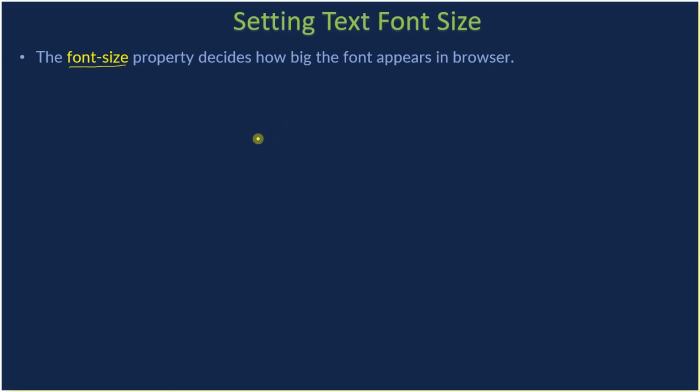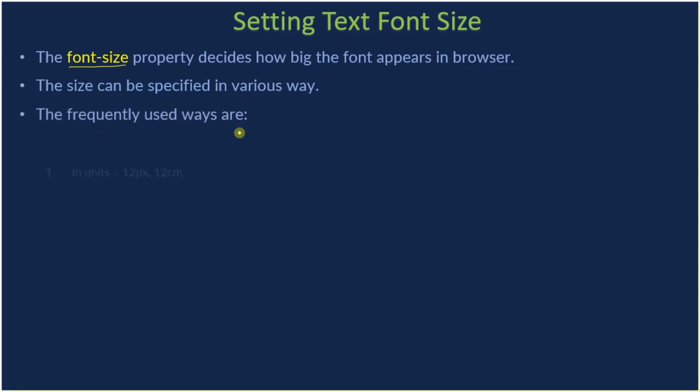Font family specifies the font name, and this one is for size. The size can be specified in various ways. The frequently used ways are units like 12 pixel, 12 centimeter, and if you want you can specify it in millimeter also. Or you can use an absolute size like a standard size: small, medium, or large.